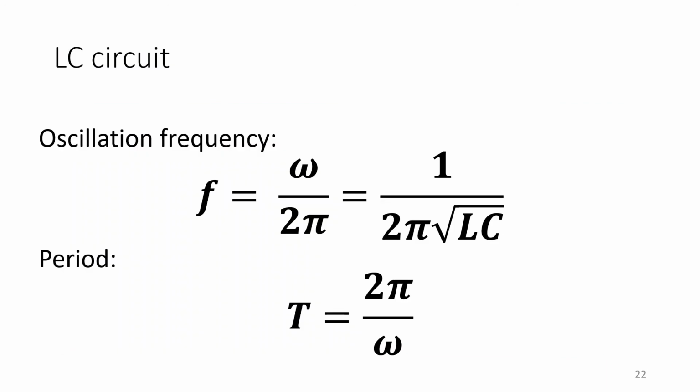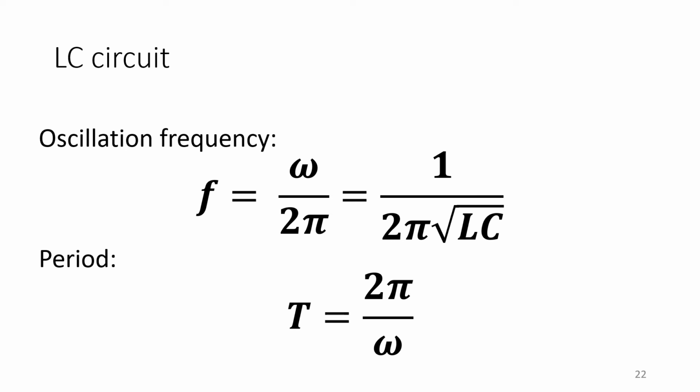Diving deeper into frequencies, the oscillation frequency f is obtained in a familiar manner, with our LC circuit expression being f equals 1 over 2 pi square root of LC. Period, like when we discussed periodic motion, is just the reciprocal of f. But in the context of LC circuits, it's the time it takes for the LC circuit to complete one cycle.